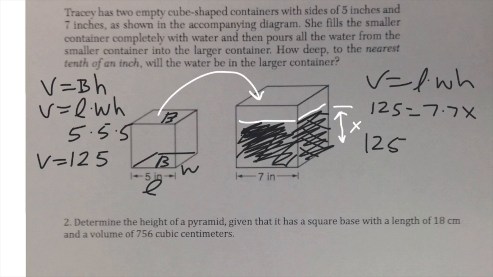So it's just 125 equals 49x. And then we're going to have to round. So we're not expecting to get a whole number answer out of this. So we've got 125 divided by 49. It comes out to be about 2.55. It says to the nearest tenth of an inch. So 2.55 would turn into just 2.6 for x.